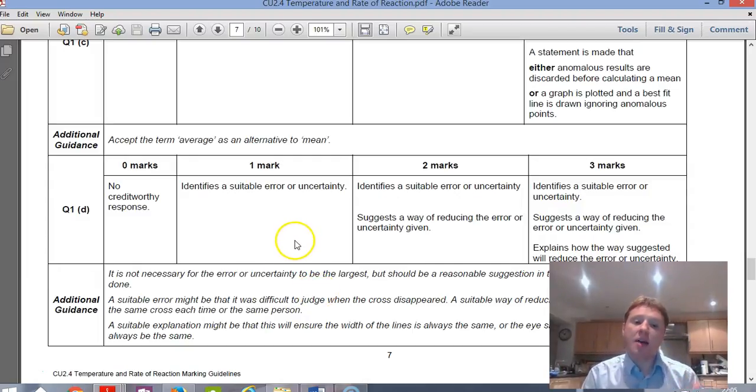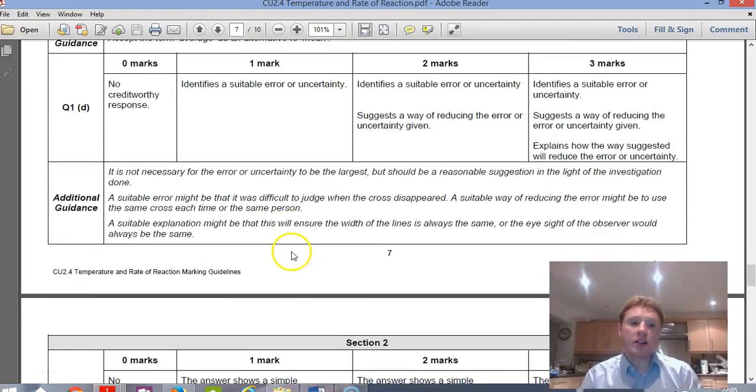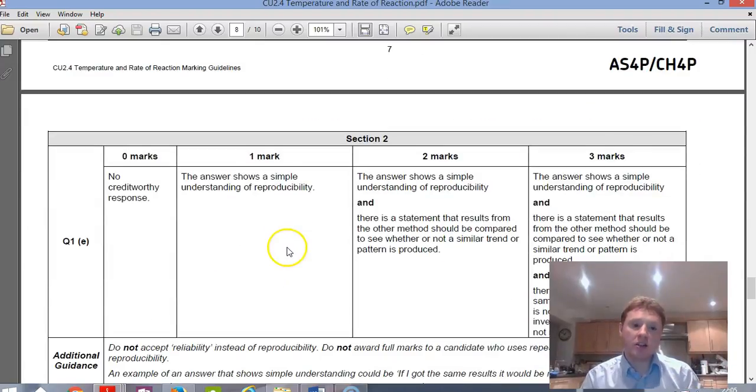So you need to think about errors in your ISA. This is a possible question. This might not come up.